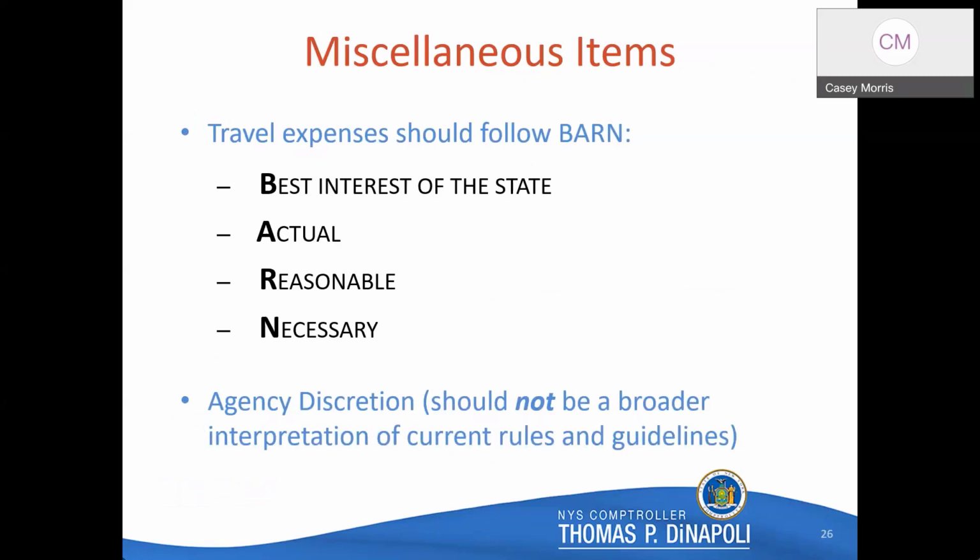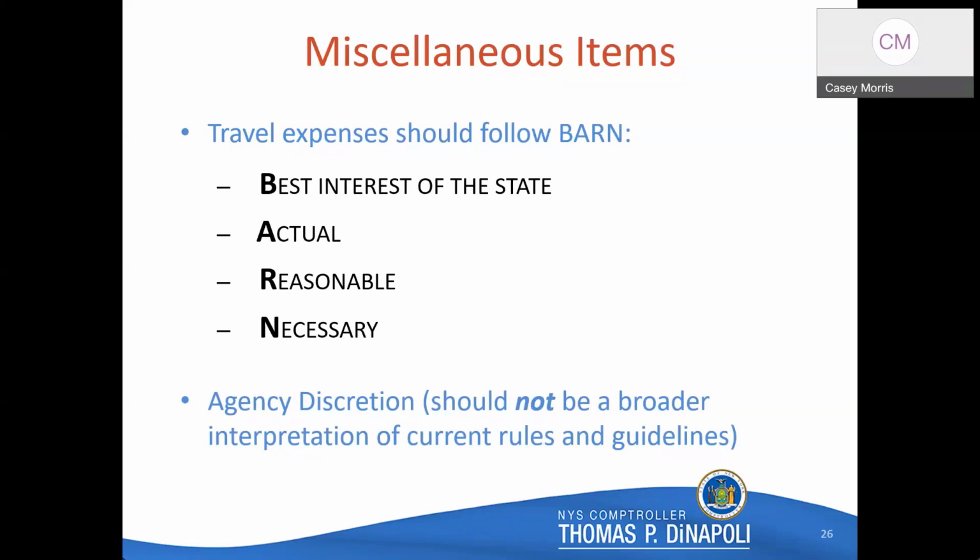And then next, some things to keep in mind when reviewing and approving travel-related expenses. We came up with the acronym BARN to help agencies with planning a travel event and to help determine expense appropriateness. So you can ask yourself if the travel expense is in the best interest of the state, if it is actual, if it is reasonable, and if it is necessary.